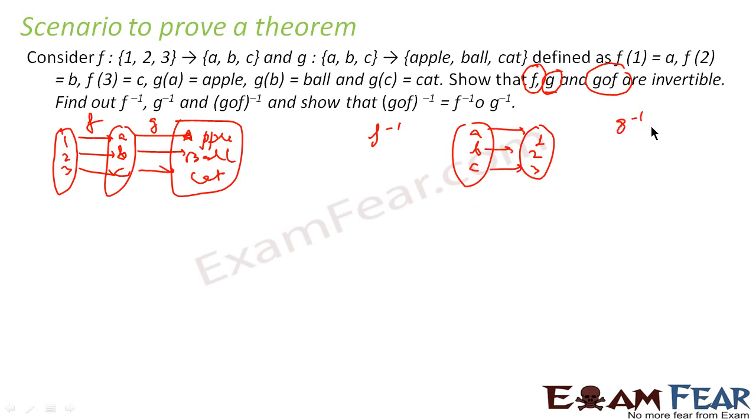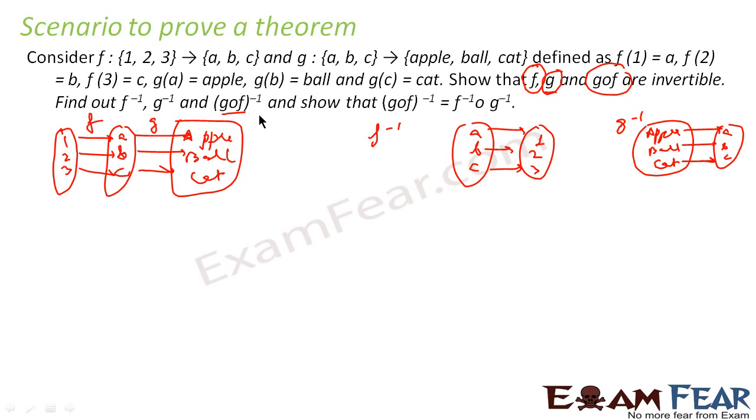Similarly, if I want to find g inverse, it will be the same like this. You have apple, ball, cat, and you have a, b, c. You get this. Just flip it. You got f inverse, you got g inverse. You want to find what?